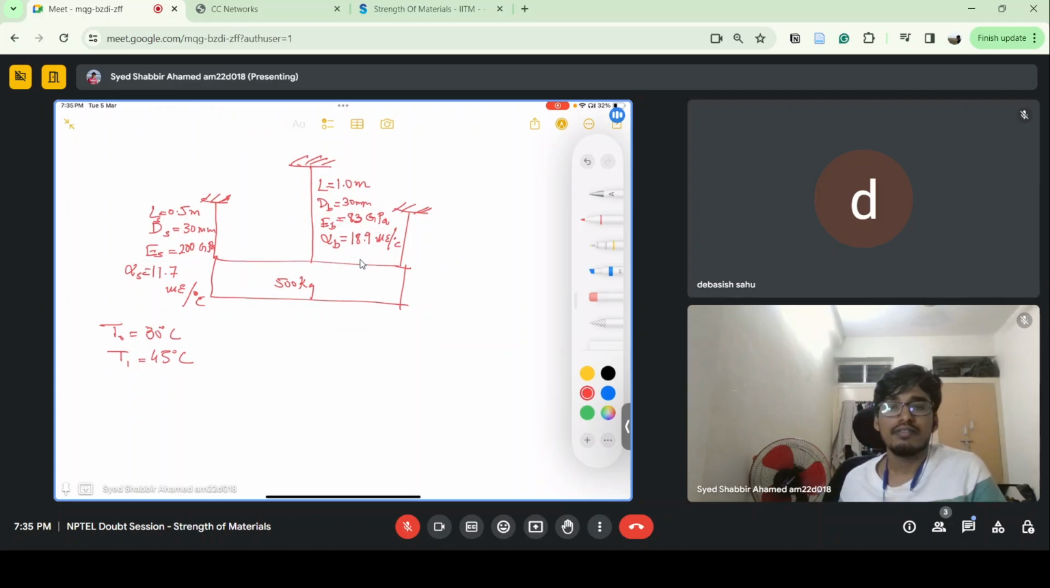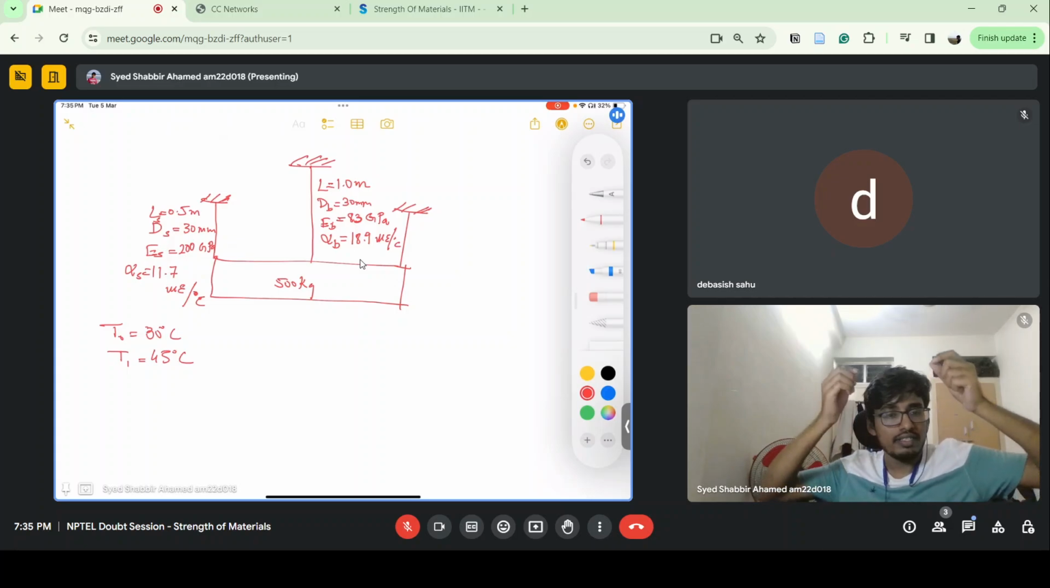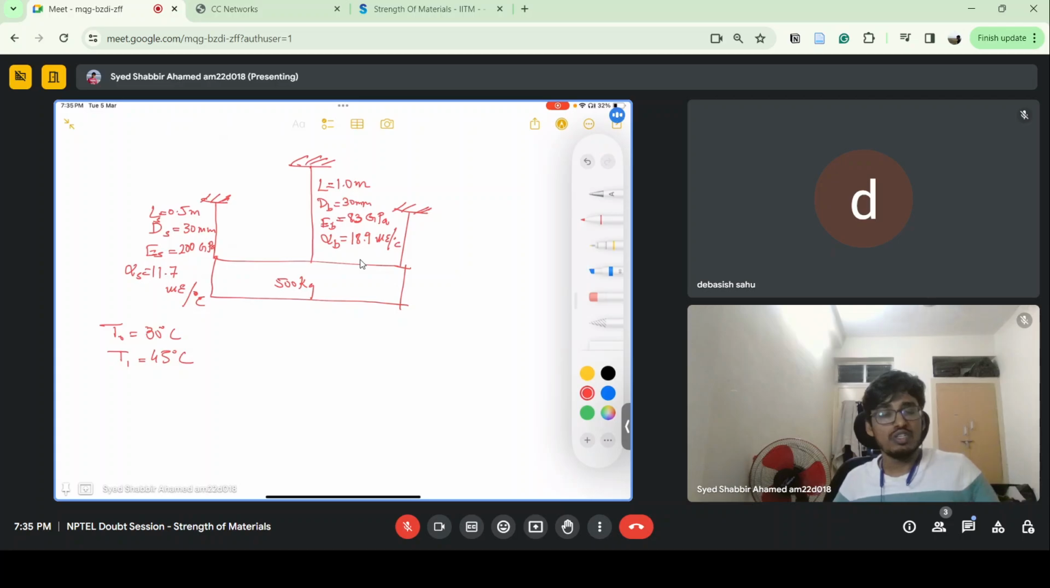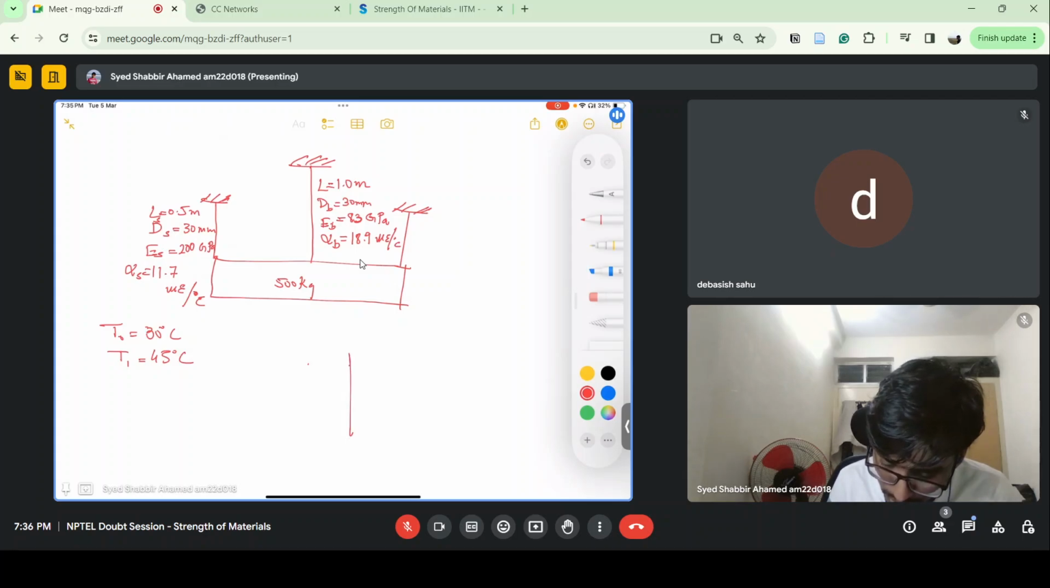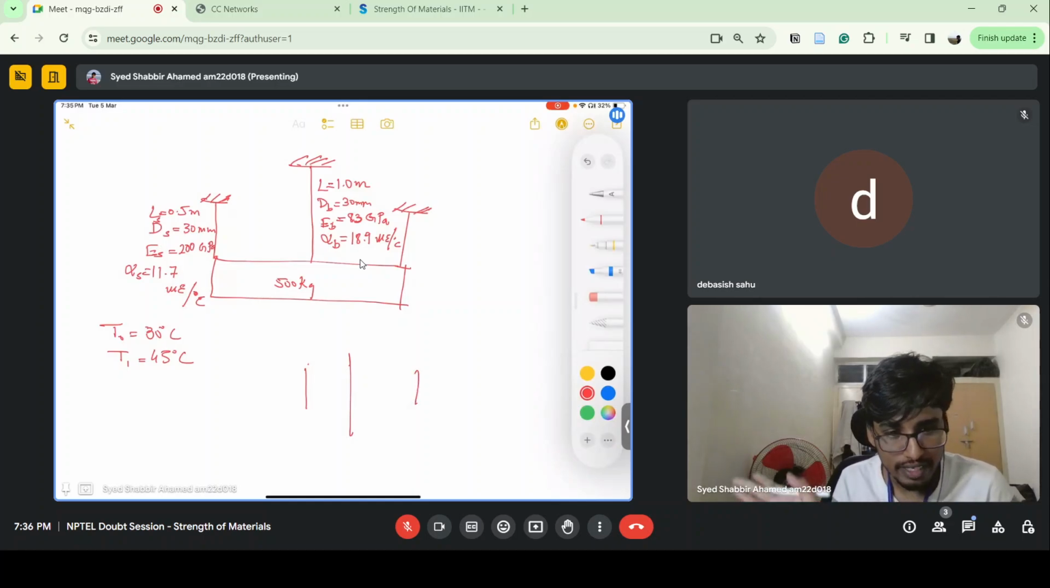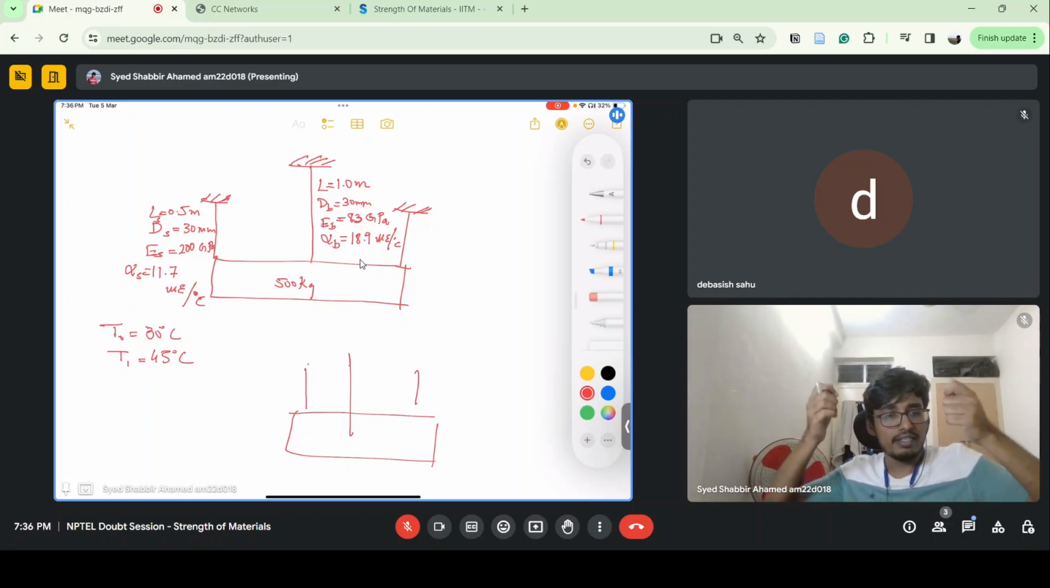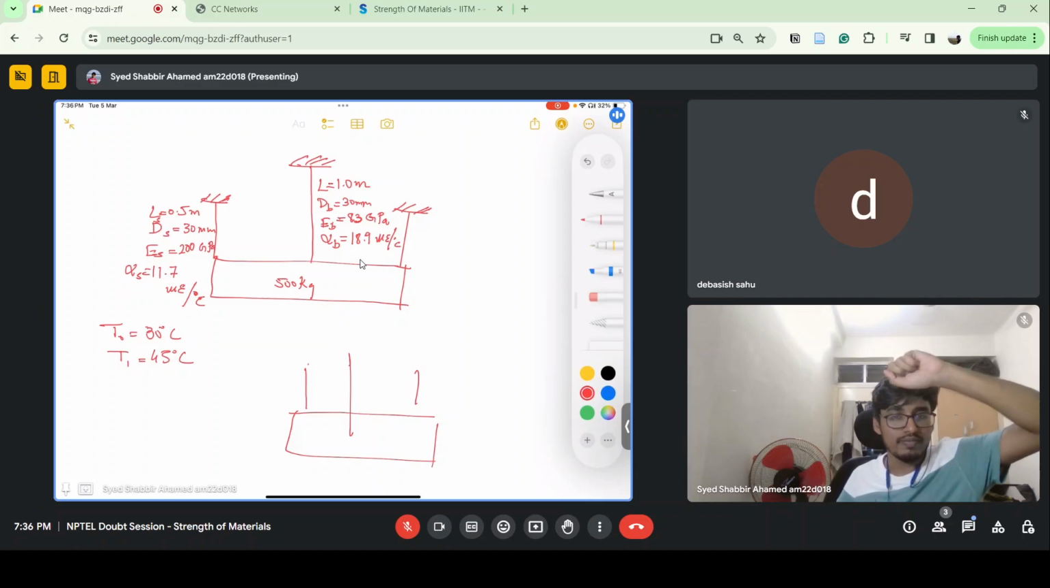So what happens is that because all three are connected to a signboard, the elongation in all the three bars should be the same. The brass rod will try to expand more, but the steel rods are expanding less, yet all three should have the same expansion. So due to the signboard connected, the steel bars will experience tension, and the brass rod will experience compression.